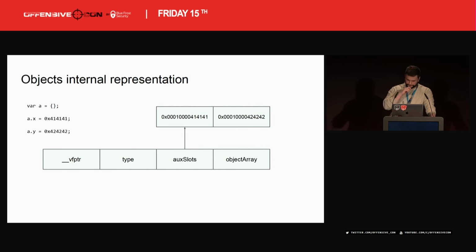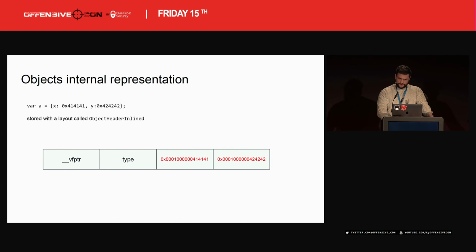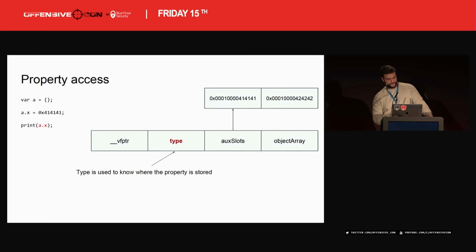If you look in memory, you will basically have the virtual table pointer, then the type that I talked about, and this aux field, which is a pointer that points in memory to where your property values will be. Here you can see that it points to 414141 and 424242. You also have another layout, for scalar objects. Internally it's called object header inline, where instead of using that extra indirection, they store the property values directly inside the object, which is also a trick that you find in other engines.